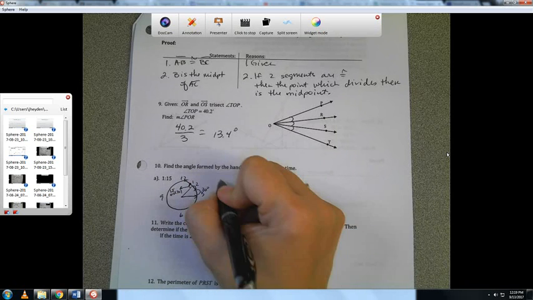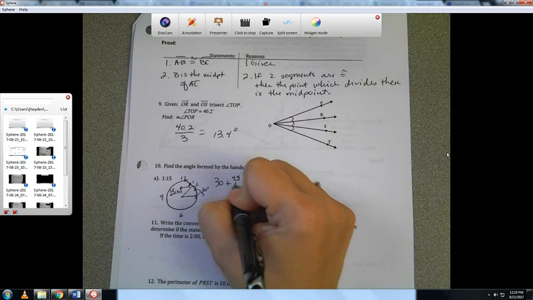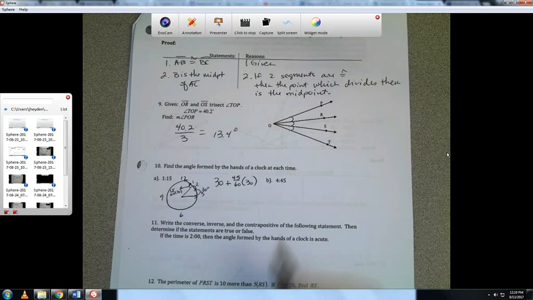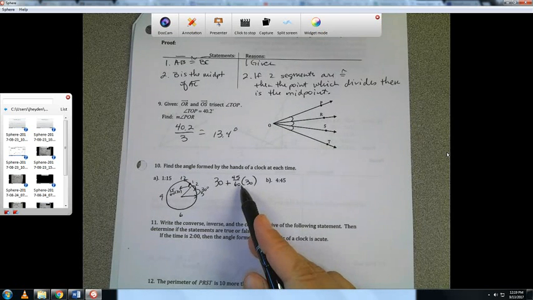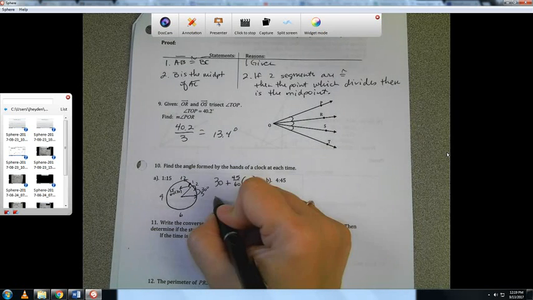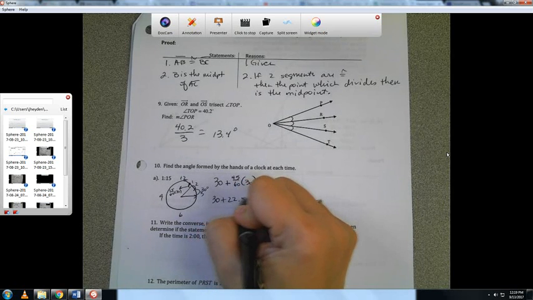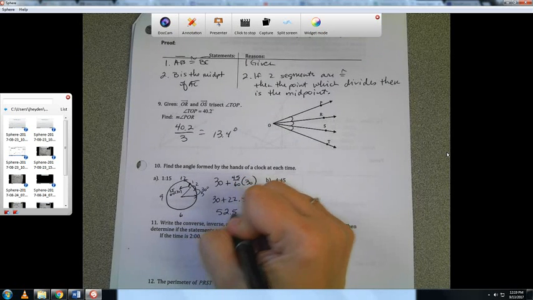So I'm going 30 degrees plus 45/60ths of 30. So 30/60ths is a half. Half of 45 is 22.5. 30 plus 22.5 is 52.5 degrees.